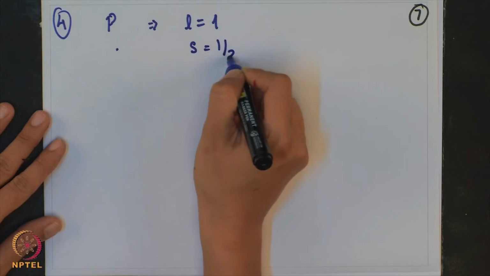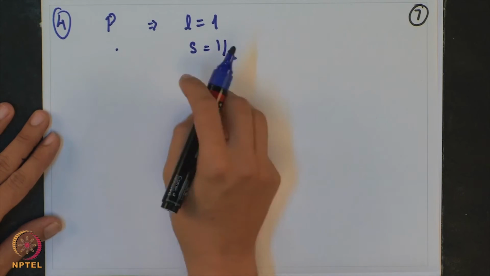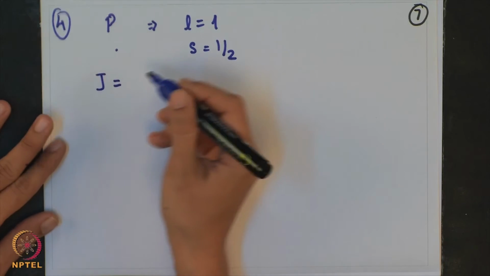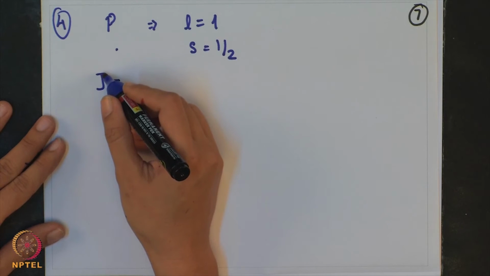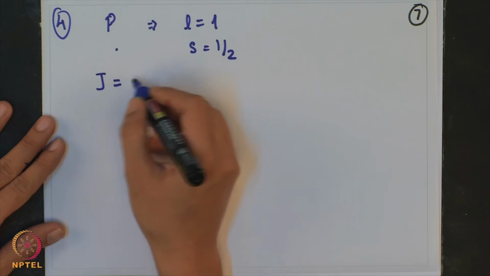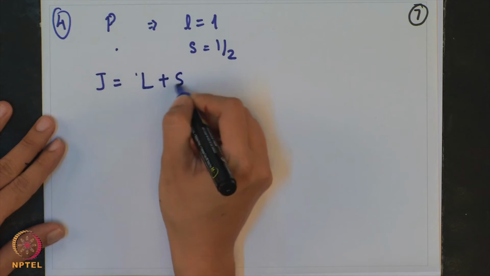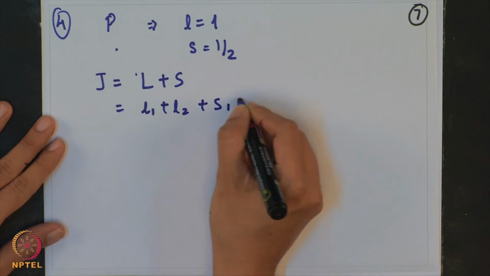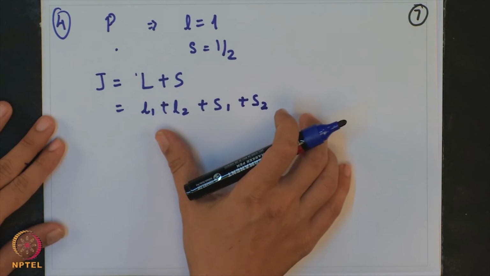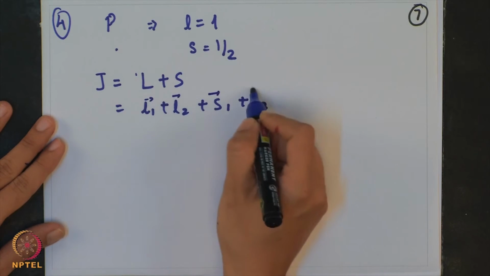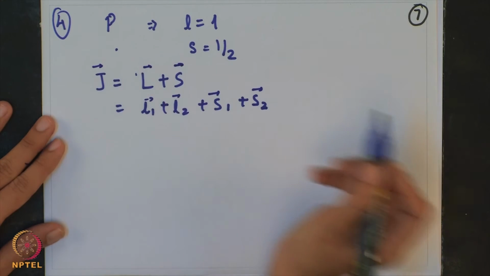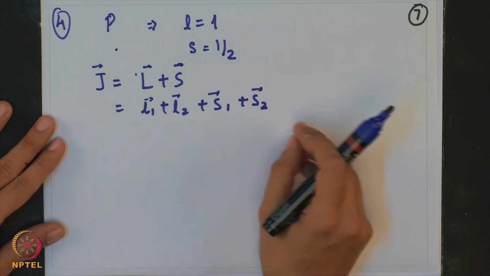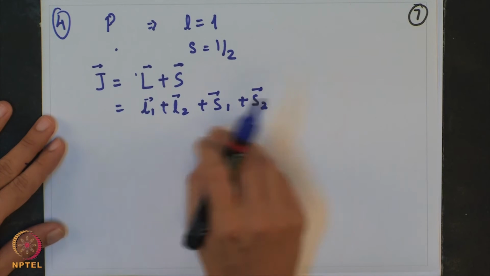S is equal to half. So, when we are doing the addition of the angular momentum and spin, the orbital angular momentum plus spin will give me the total angular momentum, J. So L plus S, where L is L1 plus L2 and S is S1 plus S2. When I do all this addition, I get J. For low values of Z, we can add L1 plus L2, S1 plus S2 and evaluate.